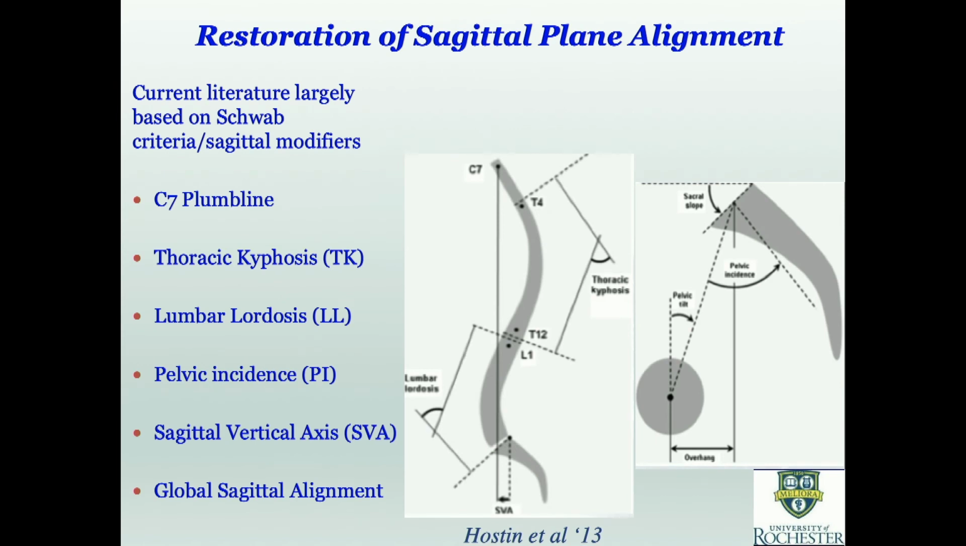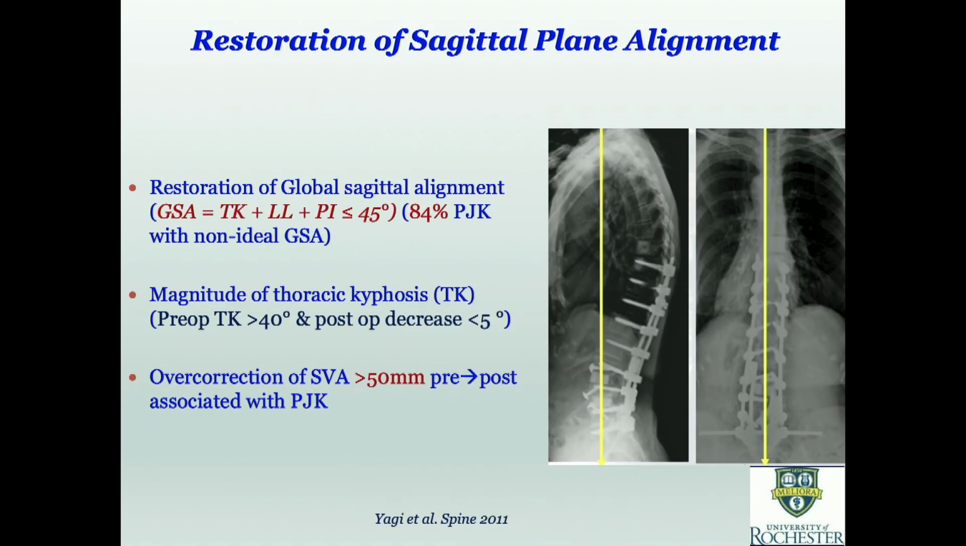So again, most of the reports we have on sagittal alignment are based on Schwab criteria and sagittal modifiers. The goal, as we mentioned, is really to restore patients within a global sagittal alignment. Now, what exactly is a global sagittal alignment? We have general principles to guide us, but is it specific to each patient, or is every patient the same? Should we be aiming to give every single patient a thoracic kyphosis of 40, or lumbar lordosis PI minus LL similar, or plus or minus the pelvic incidence?